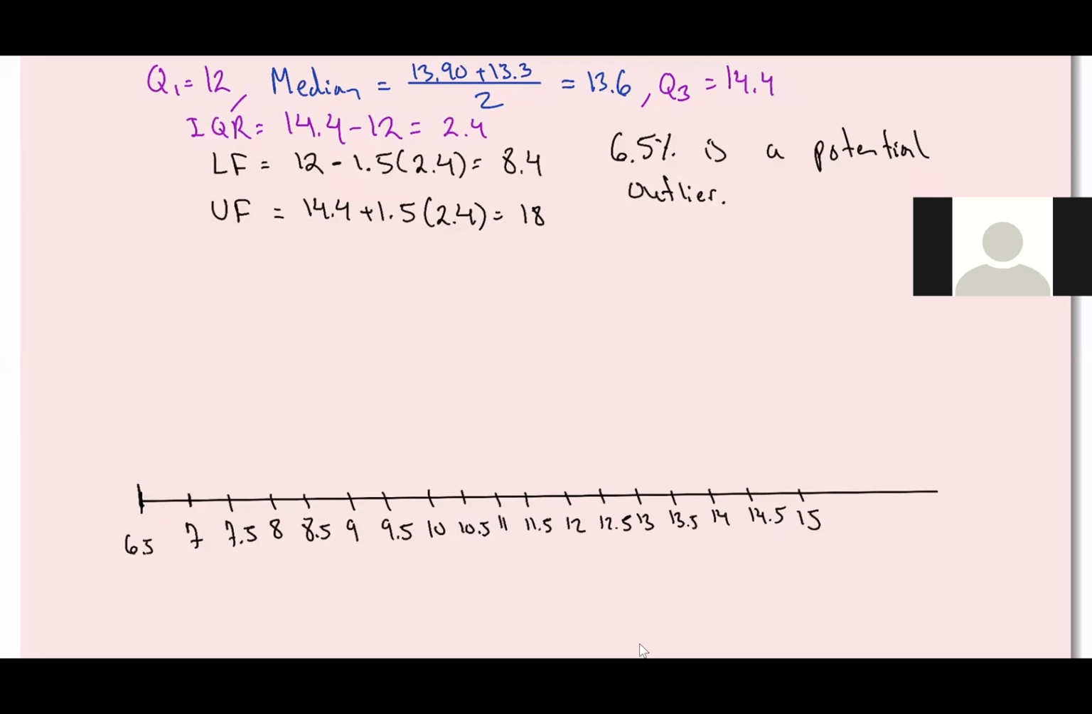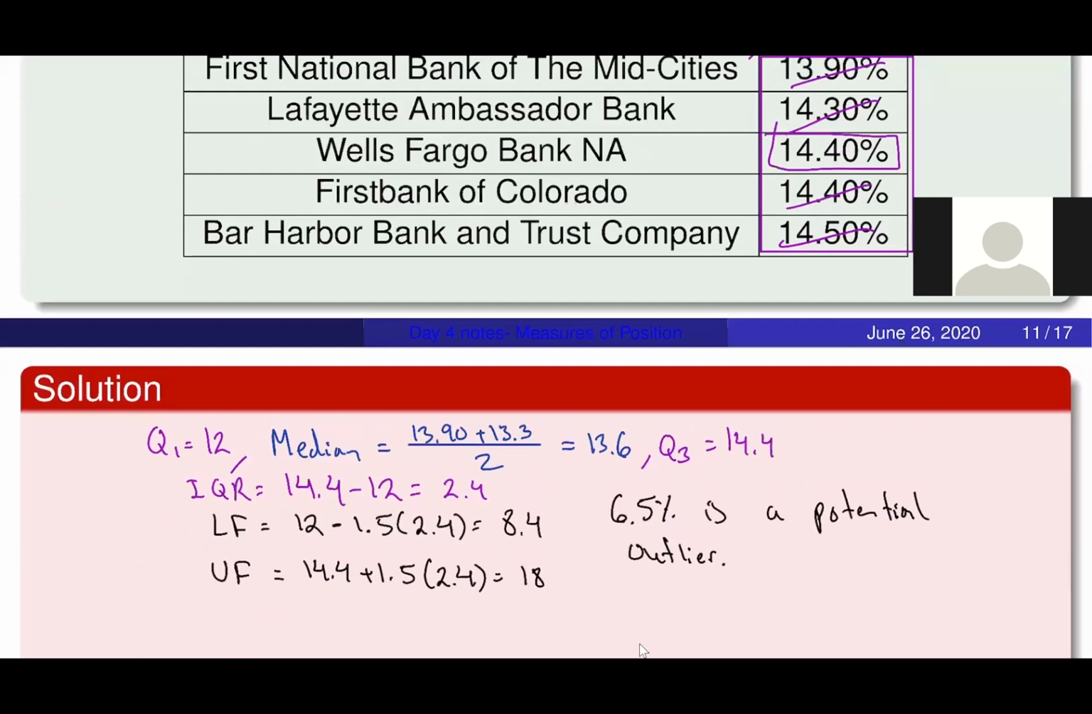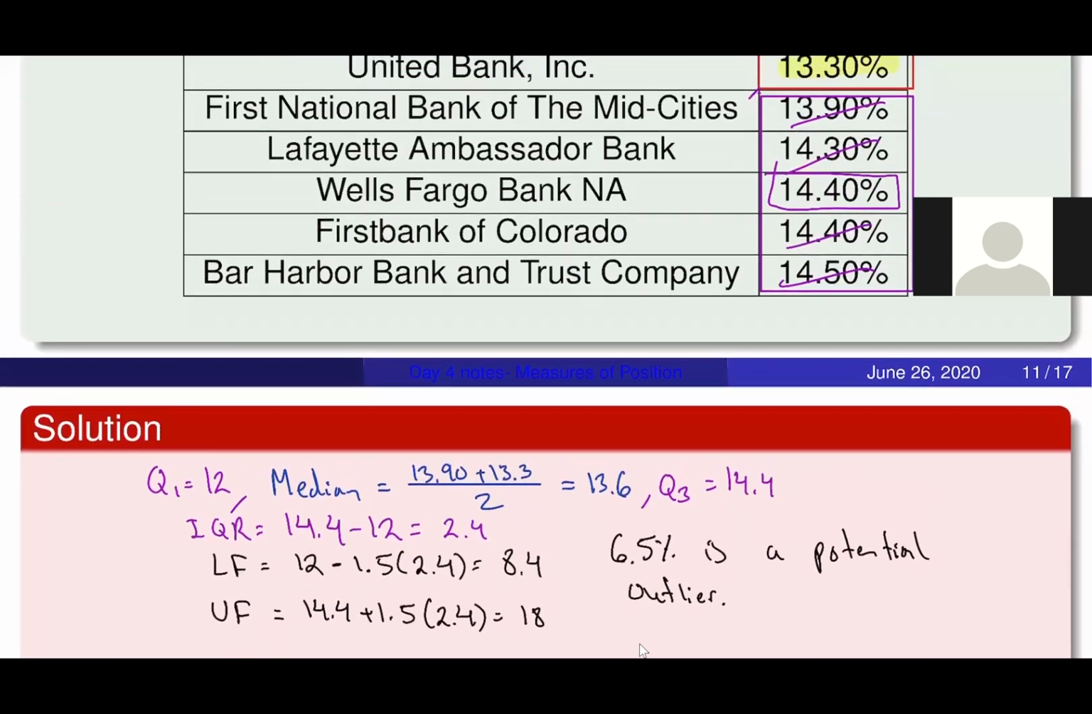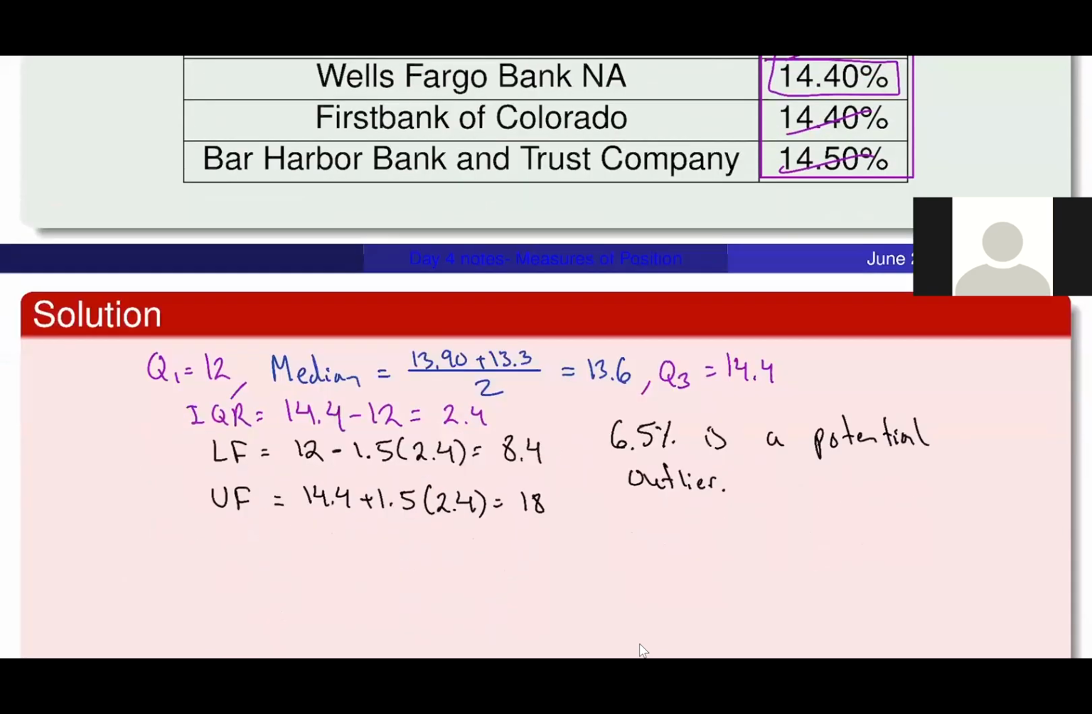All right, so we'll start off at 6.5 and we end at 15 because we're stopping at 15. Well, we actually could have stopped sooner because the highest number that we have is 14.5.